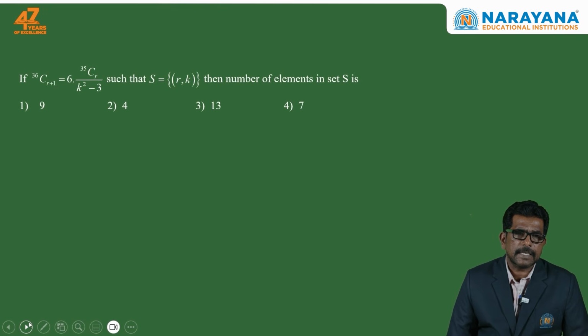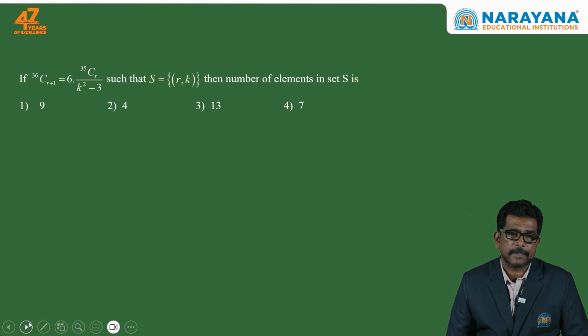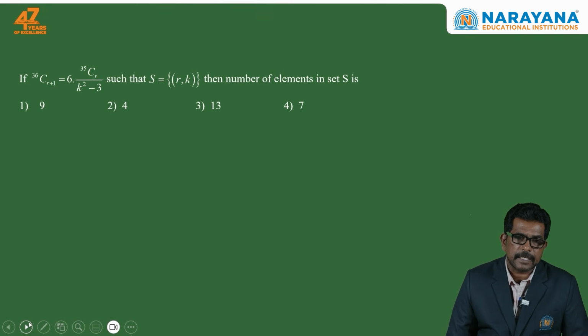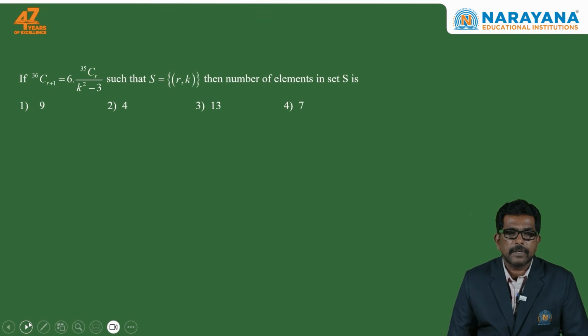First of all, 36C(r+1) is equal to 6 times 35Cr upon (k square minus 3). 36C(r+1) is an integer, hence 6 into 35Cr by (k square minus 3) is also an integer. So here 35Cr by (k square minus 3) is an integer, which means k square is also an integer. Then only the given equation is defined. k is also an integer.